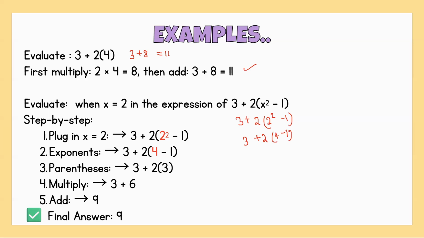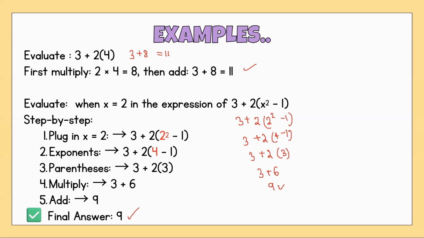Now what shall we do next? We solve the brackets. 3 plus 2, 4 minus 1, 3. So 3 plus 2 times 3. What is 2 times 3? 6. So 3 plus 6 will give you the final answer as 9. Is it 9 here? Yes, it is. So our answer is correct.